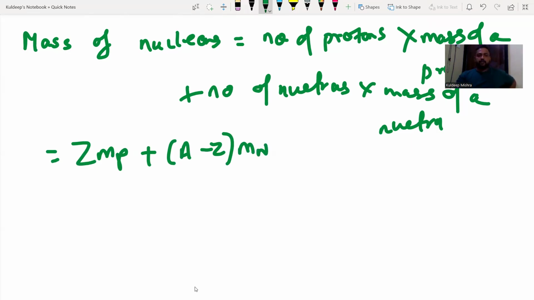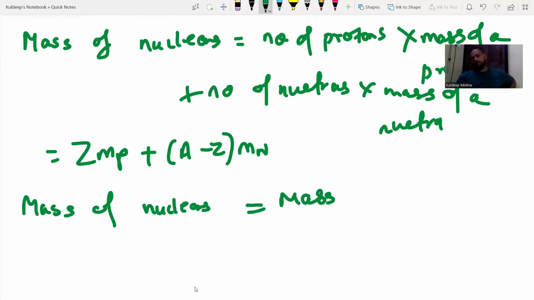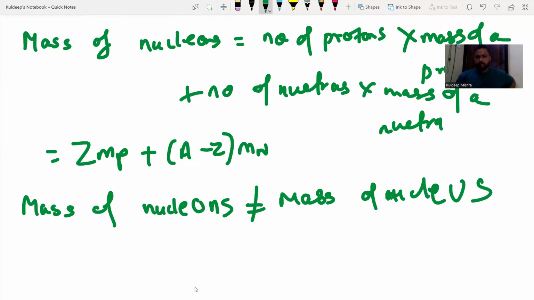Now one would think that the mass of nucleons will be equal to the mass of the nucleus. This is what we think, but this is not the case. The case is that the mass of the nucleons and the mass of the nucleus are different. Nucleons, nucleus. Mass of nucleons.